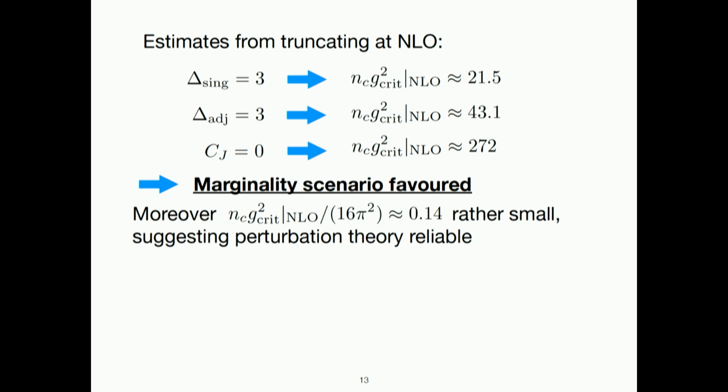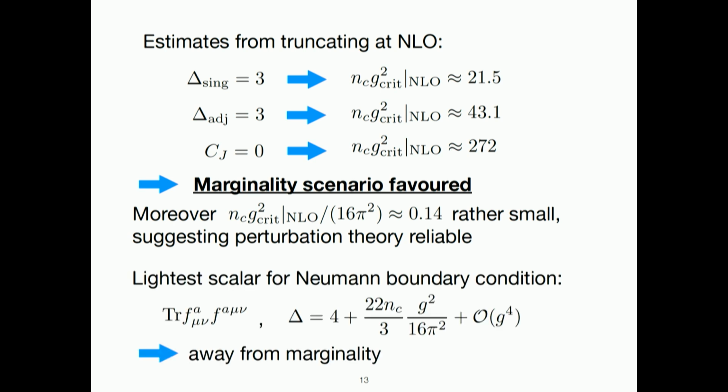And we can entertain ourselves by doing some estimates, truncating this expansion at next-to-leading order. If you do that, these are the values that you find for the critical coupling, at which these observables reach the critical value. So it's clear that the marginality scenario, the one in which the singlet becomes marginal, is the favored one. It's also nice to notice that if you include this factor of 16 pi squared, which typically arises from perturbative calculations, the critical value that we get is not so big. So it might suggest that this perturbative result is kind of reliable.